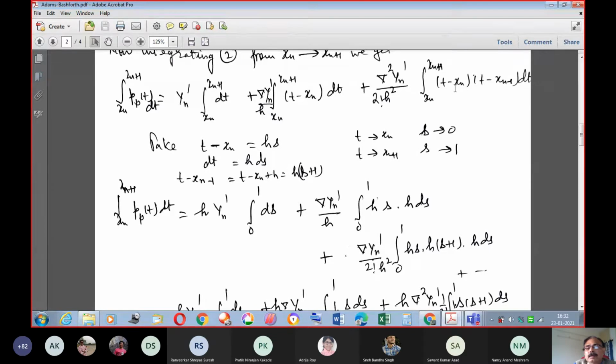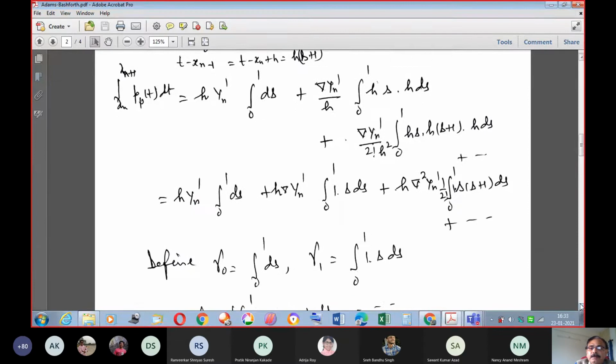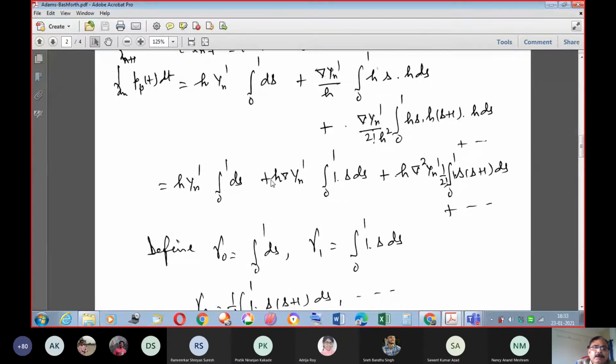So it will be your t minus xn is hs, and this will be your h into s plus 1. Third one is h into ds. So the h square is here. So basically again you get h will be out. So basically you will see the following form. This is a very simple thing, 8th standard thing. The only thing is that you are getting h yn prime.